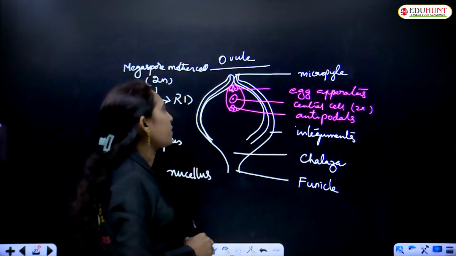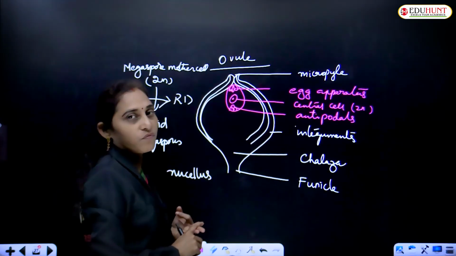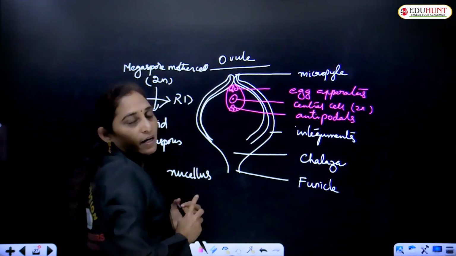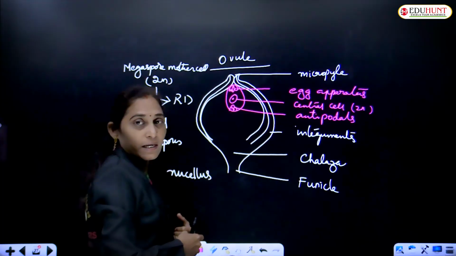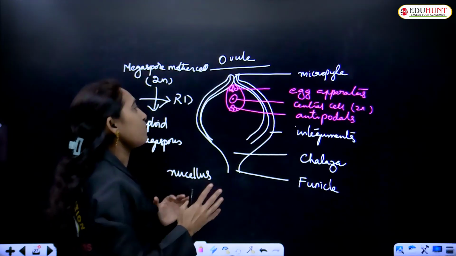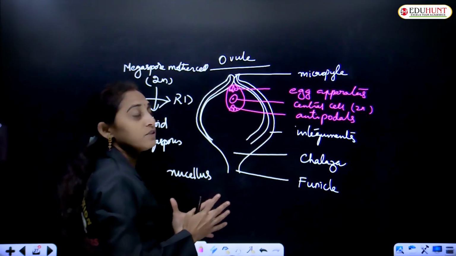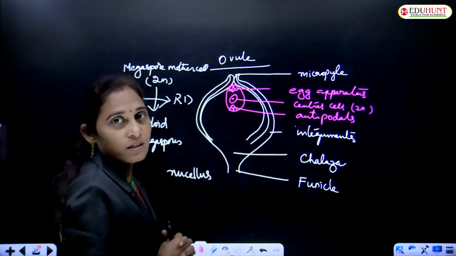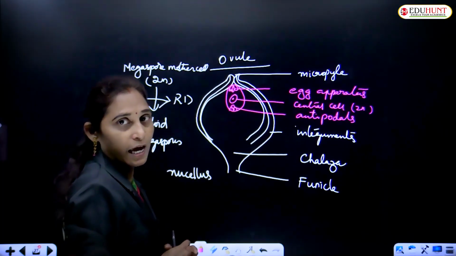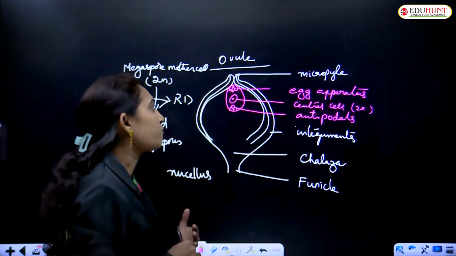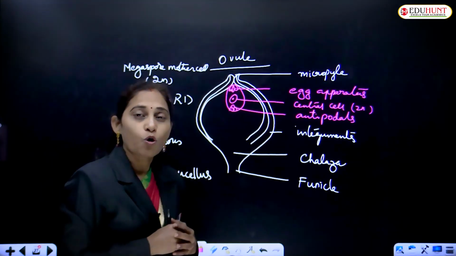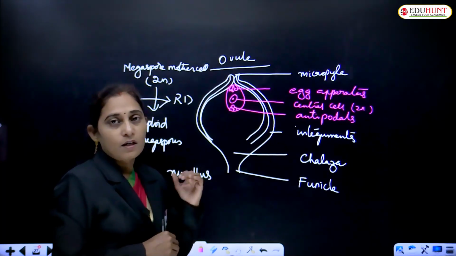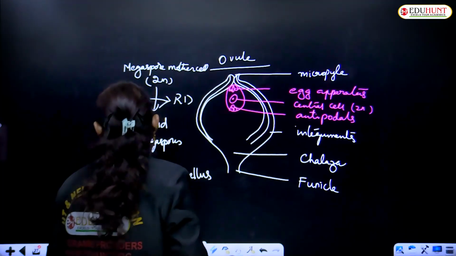The egg apparatus consists of 3 cells. Out of the 3, the central one is the egg, the actual female gamete, and adjacent to this egg cell there are 2 cells called the synergids. They help during fertilization; they show the path to the growing pollen tube.